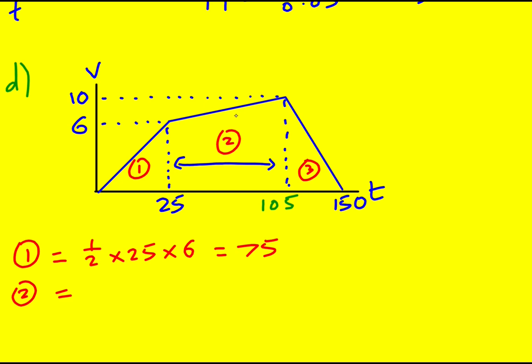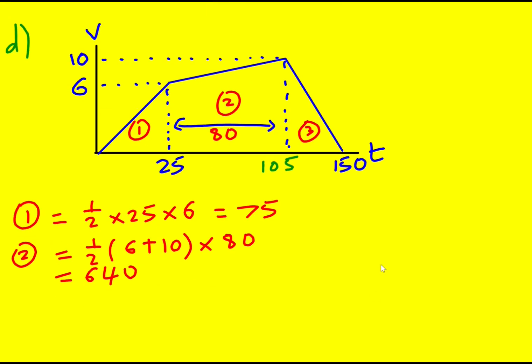Area 2, I've got a trapezium. I could either split it into a rectangle and a triangle or just use the formula for a trapezium. It's the two parallel sides added together, so 6 and 10, then divided by 2, times that by the height, which is 80. So 16 divided by 2 is 8. 8 times 80 is 640. That's our larger distance, and probably the largest distance.